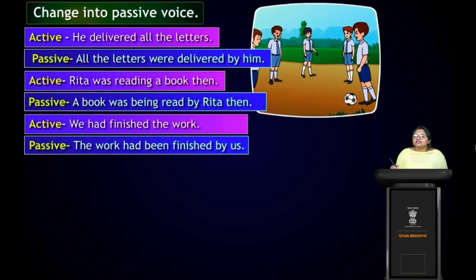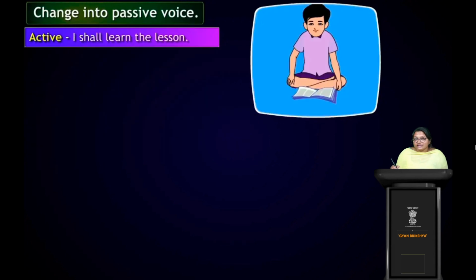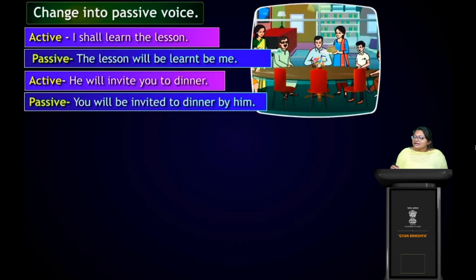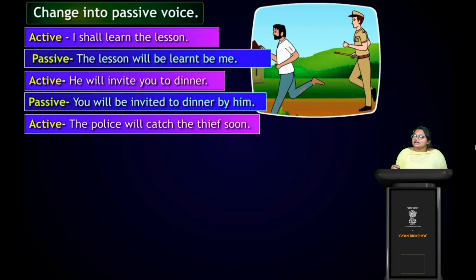Next, I shall learn the lesson. Future tense. It will change to the lesson will be learnt by me. Next, he will invite you to dinner. It will change to you will be invited to dinner by him. Next, the police will catch the thief soon. So the passive voice: the thief will be caught soon by the police. Clear?